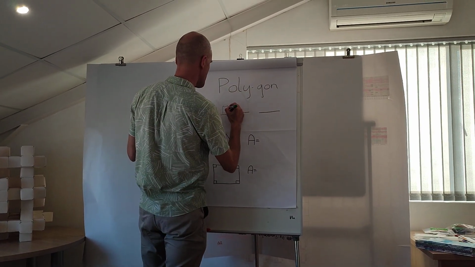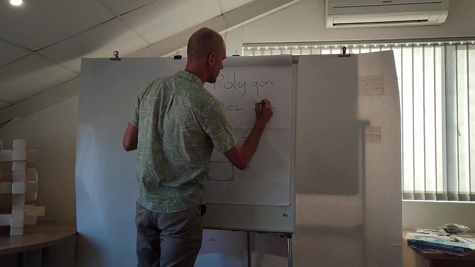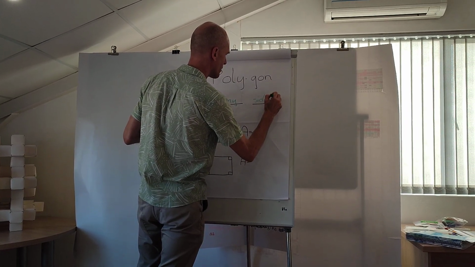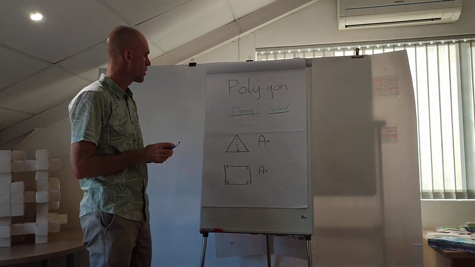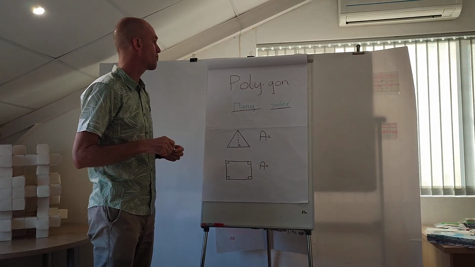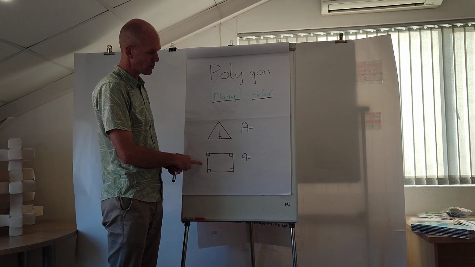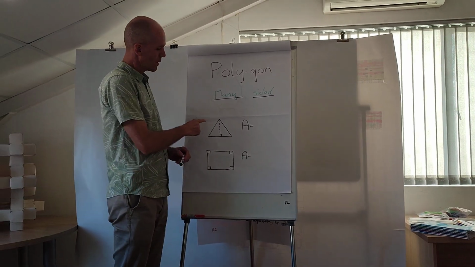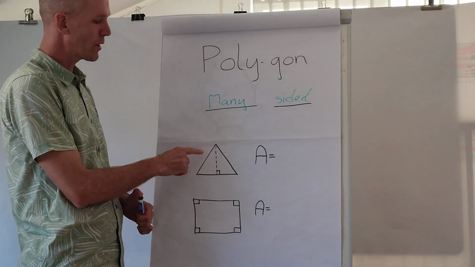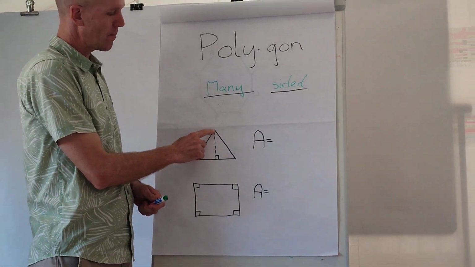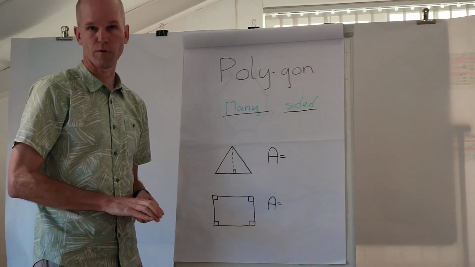So it's a many-sided figure. There we go. So those are polygons. We've already learned about some types of polygons called triangles and quadrilaterals. We've also, in the previous lesson, worked through the formula for an area of a triangle and for the quadrilateral.